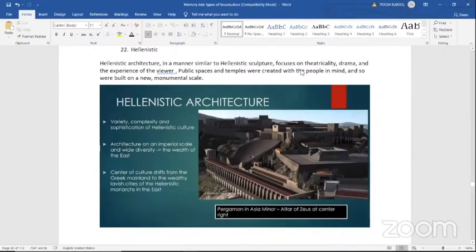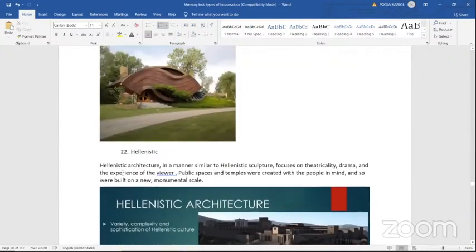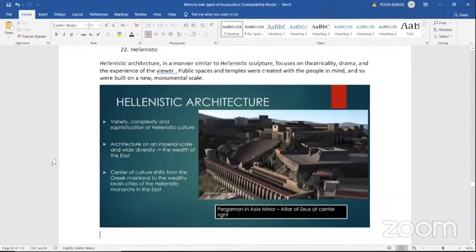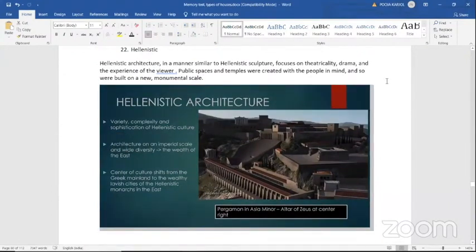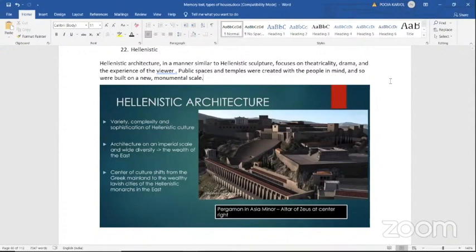Hellenistic architecture. What this means is Hellenistic architecture, in a manner similar to Hellenistic sculpture, focuses on theatricality, drama, and the experience of the viewer. Hellenistic architecture is, I can say, an exaggerated form of Greek architecture. Public spaces or temples were created with the people in mind, and so were built on a new monumental scale. The theatricality and drama mostly depend on the size of the building, always.